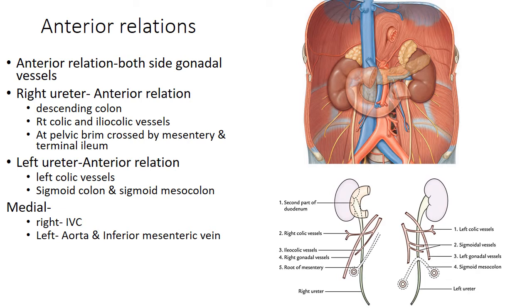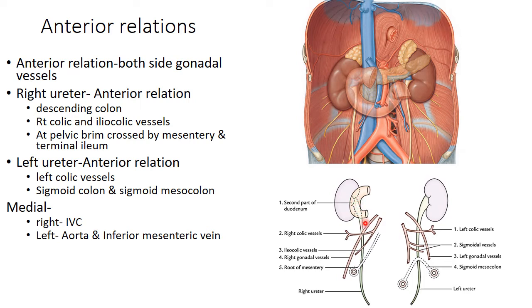Now coming to the anterior relations of the ureter. On both sides it is anteriorly related with the gonadal vessels. So this relation with the gonadal vessels is common on both sides. Now specifically on the right side, anteriorly the initial part of the ureter, the renal pelvis and the initial part of the ureter, is related with the descending part of the duodenum.